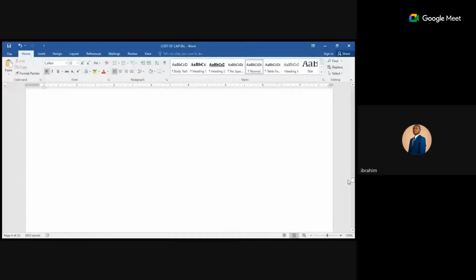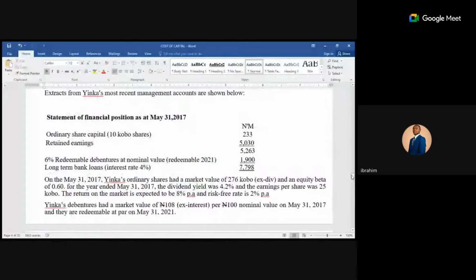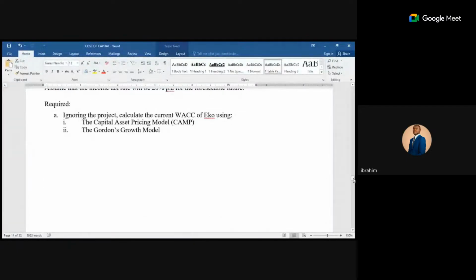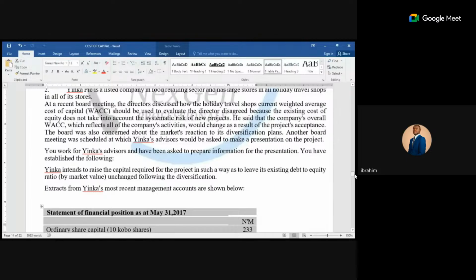Why I'm explaining like this is because I don't want it to be like magic. Now, please take a look at this question. Can you see it now? The question says you should calculate the weighted average cost of capital using Gordon's growth model. Now, look at the information given to you.